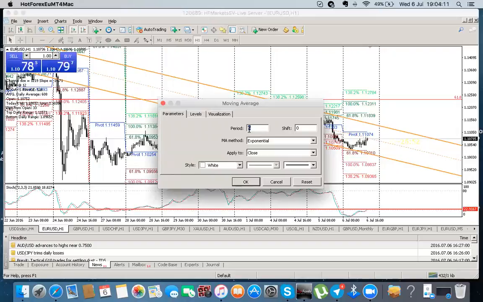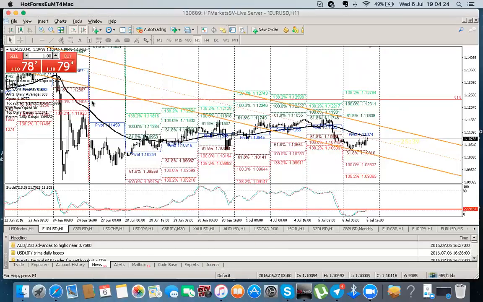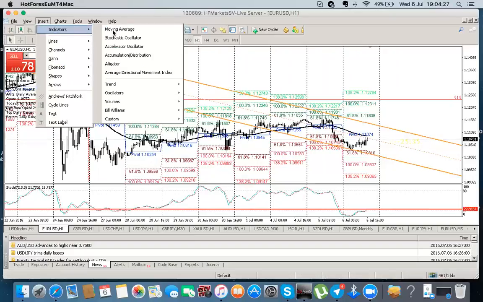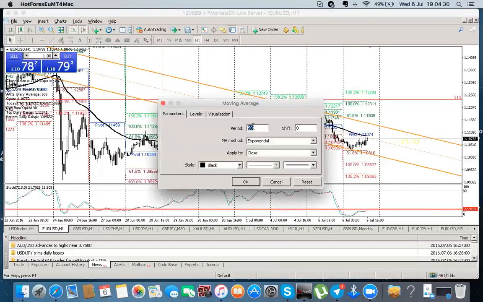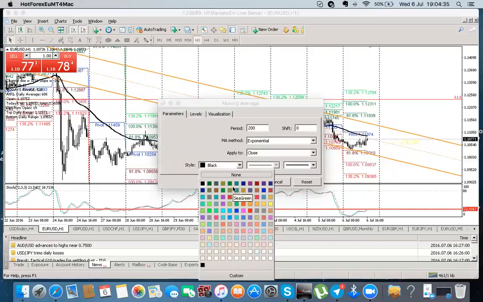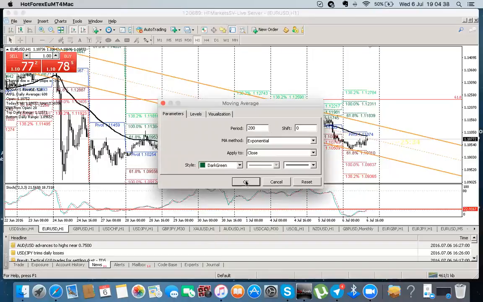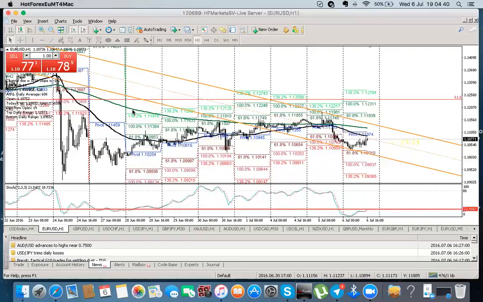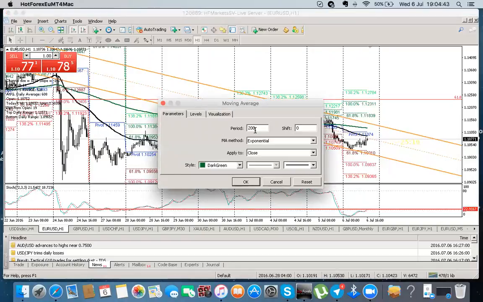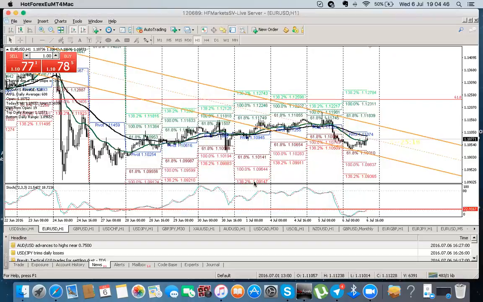I added two indicators which I use, and now I'm going to add moving averages. The first is the 50 exponential moving average, and I'll color it black. The second moving average I always take is the 20 exponential moving average, which I keep green. At the moment we can just use these two indicators.